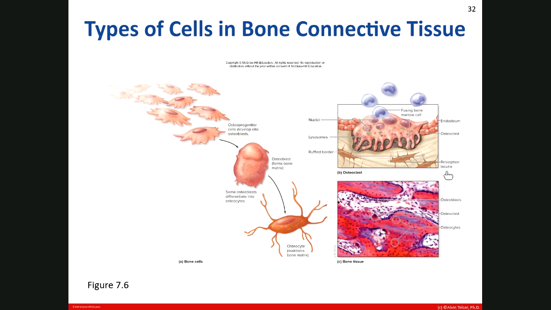So these are the four cells which we have in the bone: osteoprogenitor, osteoblast, and osteocyte are derived from each other, but the osteoclast is a separate cell in the bone, and it comes from the monocyte of the blood.